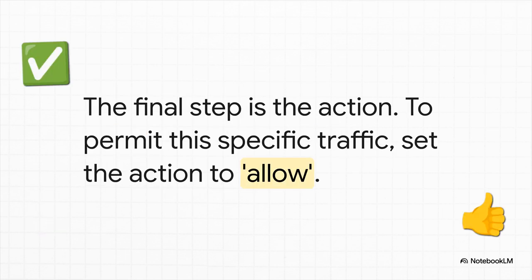And finally, the most important part, the action. We set this one to allow. So let's put it all together. Any traffic from trust to untrust is now officially permitted. And boom, just like that, we've created our first real rule.